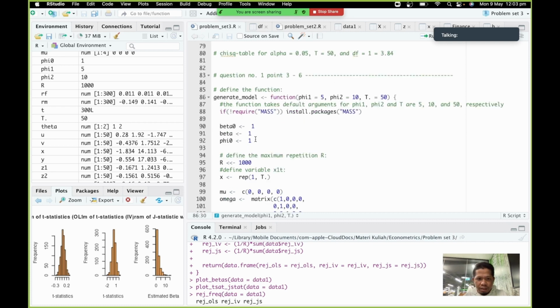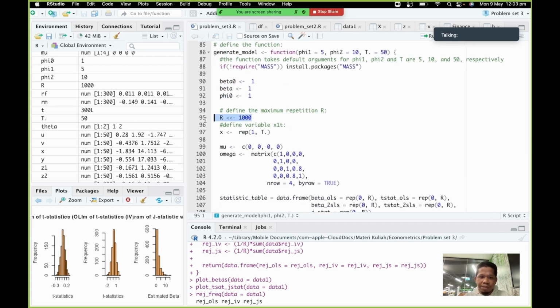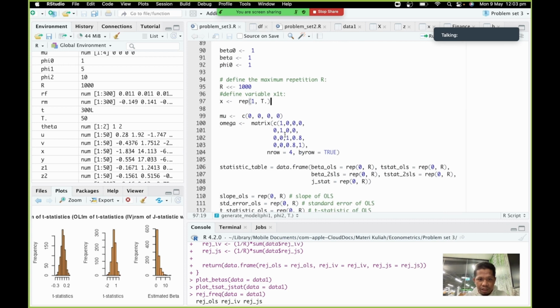And then based on the problem, we have to define beta 0, beta and phi0. All of them are equal to 1. And we also have to define the number of repetitions, which equals 1000 here. And just ignore this one for now. Yeah, the x we just have to ignore first. And then we have a vector of mu, which all of them are equal to 0, and omega, just like in the equation. I have defined the matrix here exactly the same as in the problem.